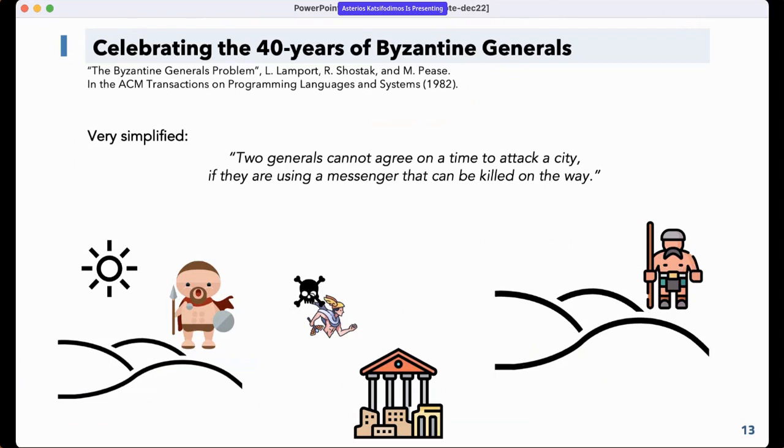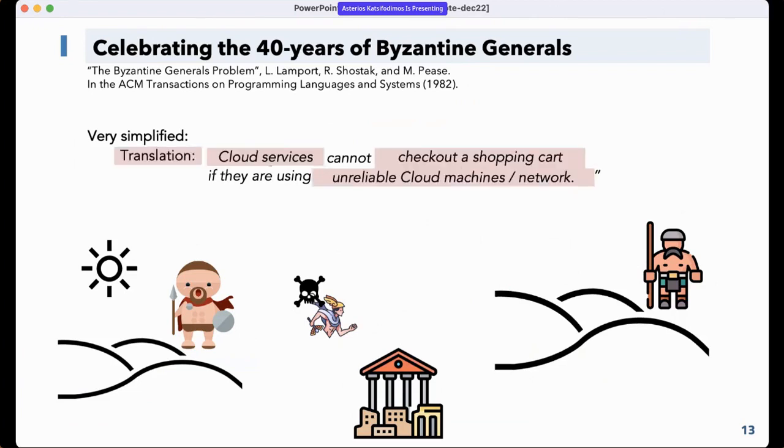So this is an impossibility: with an unreliable medium it is basically impossible to achieve any type of consensus between two generals. If you translate it to our case, it tells you that two cloud services cannot check out the shopping cart if they are using unreliable cloud machines or network. Now, before we surrender completely, let's discuss a couple of things.